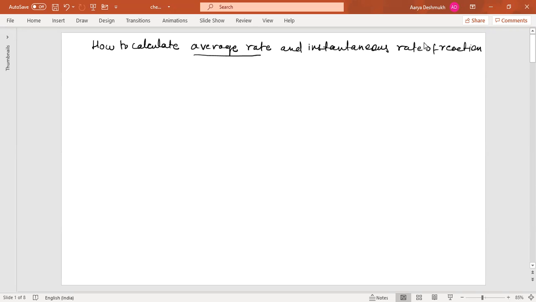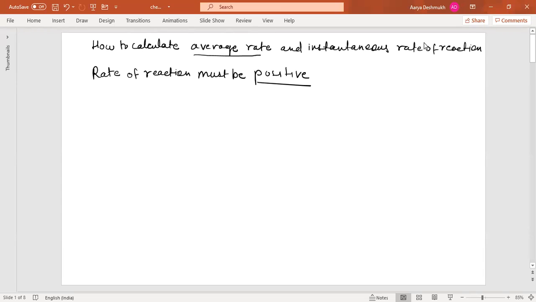So the rate of the reaction must be positive. Remember this, rate of reaction must be positive. Now many reactions involve different numbers of moles of various substances. It means the stoichiometric coefficients of the reactants and the products won't be the same in a reaction.